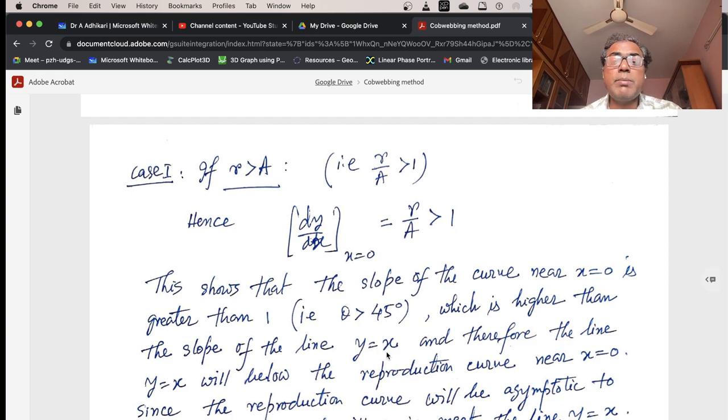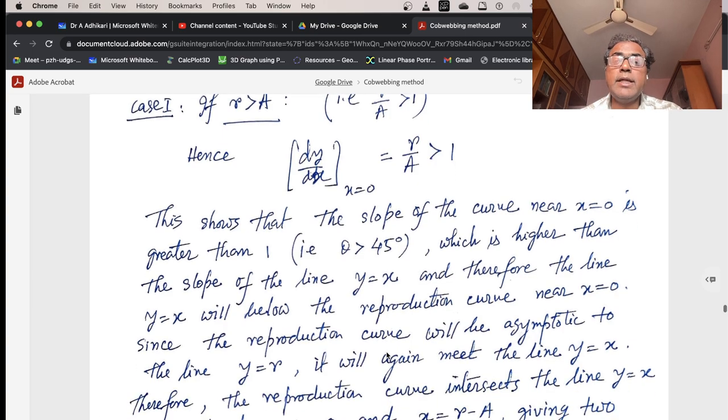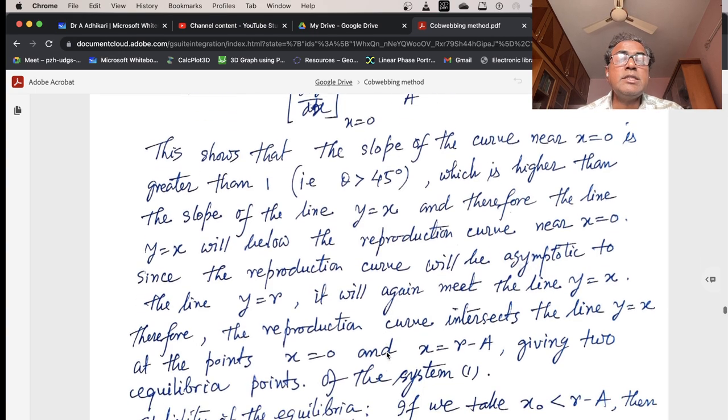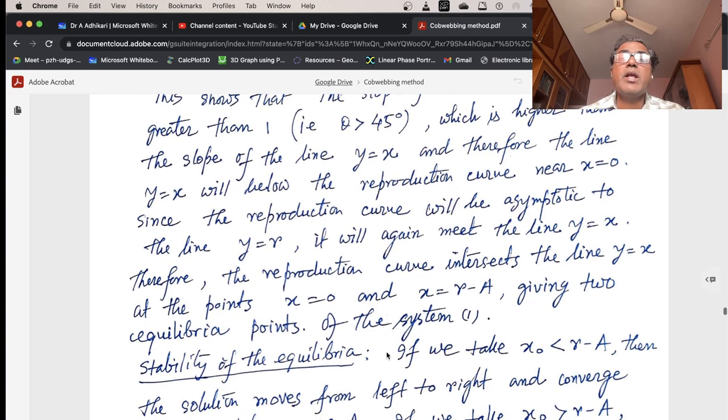That is, theta is greater than 45 degrees, which is higher than the slope of the line y equal to x. And therefore, the line y equal to x will be below the reproduction curve near x equal to 0. Since the reproduction curve is asymptotic to the line y equal to r, it will again meet the line y equal to x. Therefore, the reproduction curve intersects the line y equal to x at x equal to 0 and x equal to r minus a, giving two equilibria of the system.